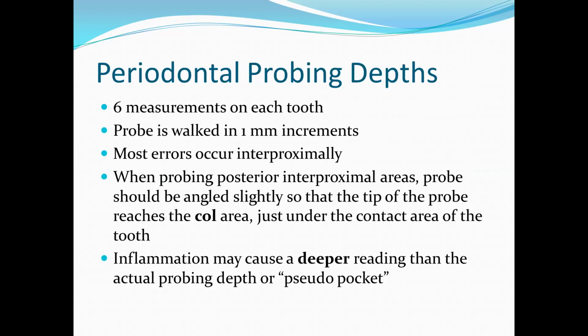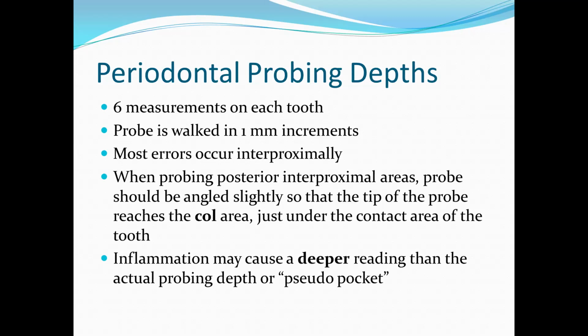Probing depths. Okay, when we're doing probing, we're taking 6 measurements when we can around each tooth. I know some of you have had instances with partially erupted third molars or whatever. You can't get to the distal buccal or distal lingual of a surface. Well, you're not going to have all 6 measurements there if the tooth is partially erupted. Most errors occur interproximally, okay, because that has to do with how we're angling the probe. When probing posterior interproximal areas, the probe should be angled slightly so that the tip of the probe reaches the col area. And again, those col areas need to be overlapped from the buccal and the lingual.